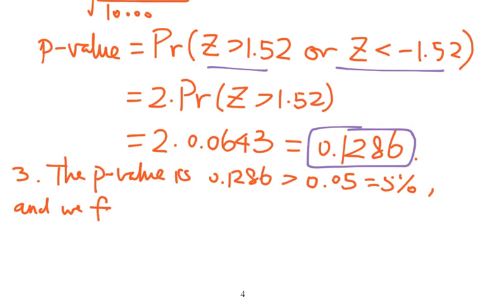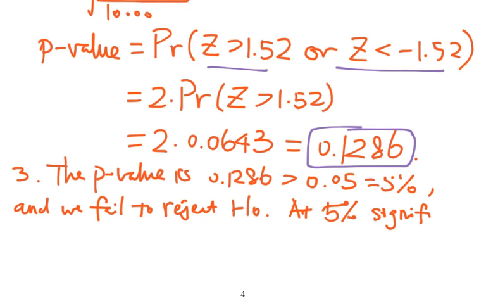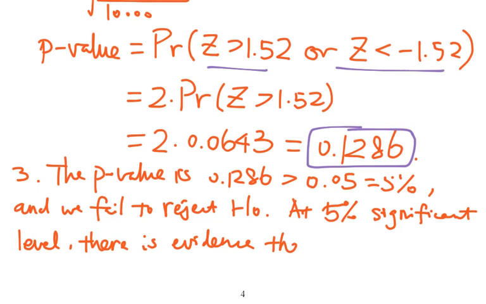And in the contextual setting of this problem, we conclude that at 5% significance level, there is no evidence that this coin is not fair. Okay? Alright, this is the third part of this problem.